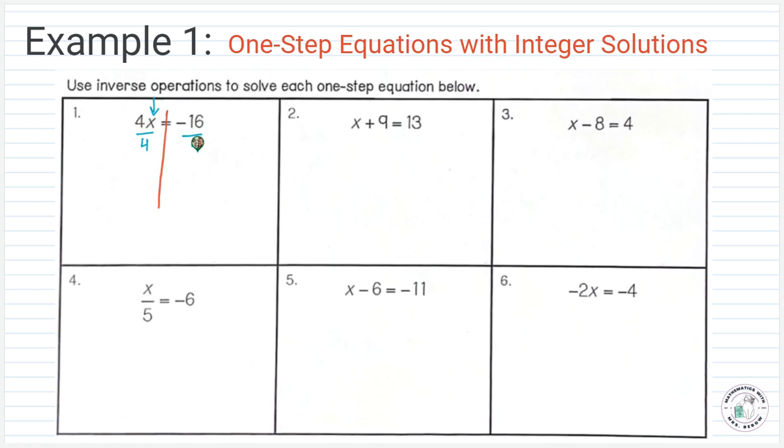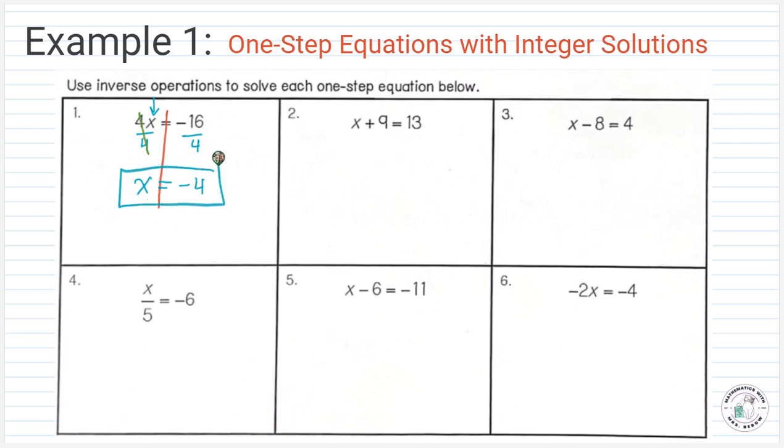What happens here on the left-hand side, 4 divided by 4 makes 1. So we end up with 1x, or just x, equals, and then on the right-hand side we can simplify this, right? Negative 16 divided by 4 is going to be negative 4. And then there's my solution.